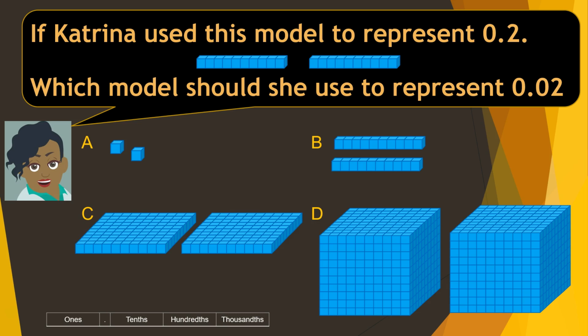To change 2/10ths to 2/100ths, I have to move each digit one place to the right. So the size of the number is 1/10 in size. Which model is 1/10 of the size that Katrina created? Answer choice A.